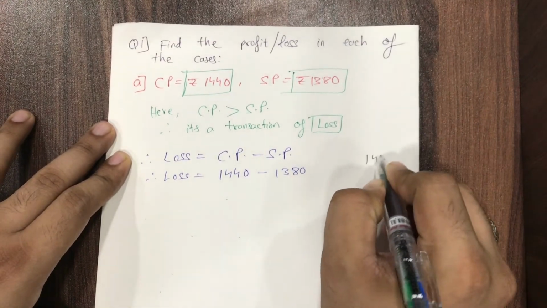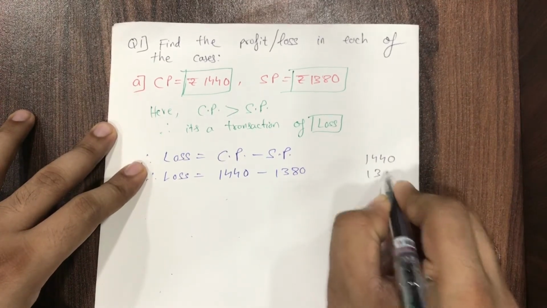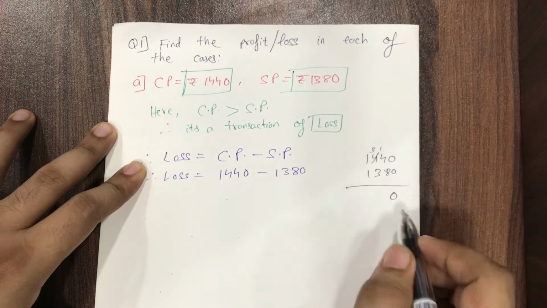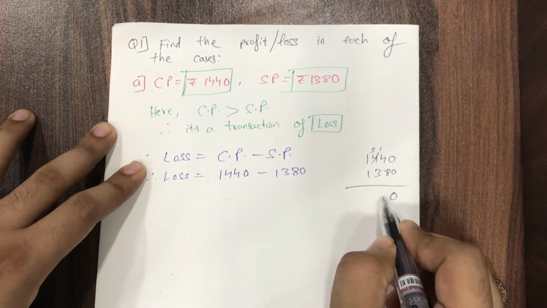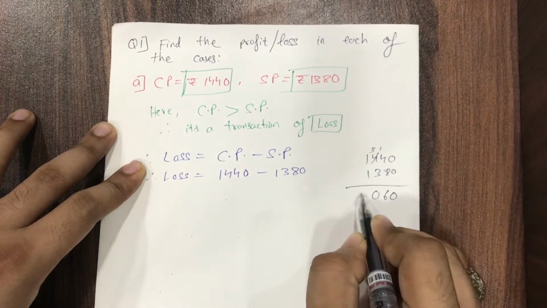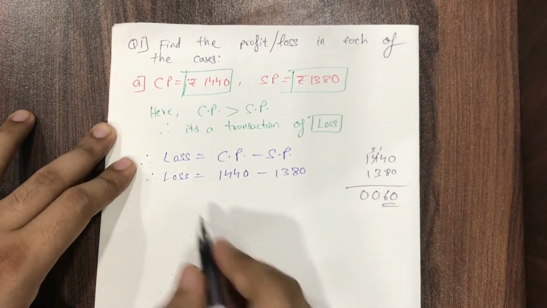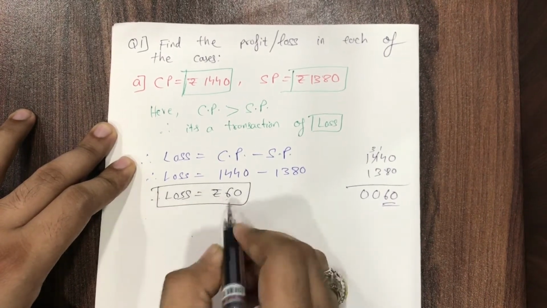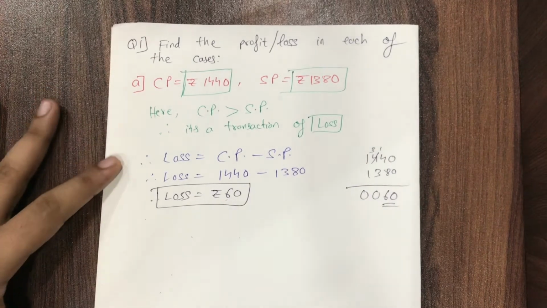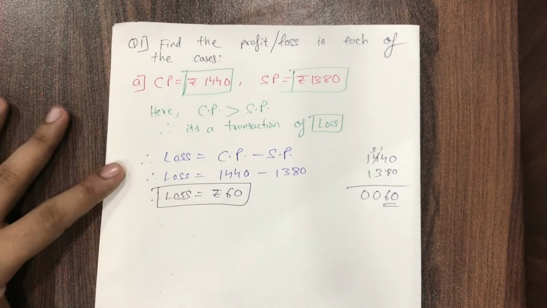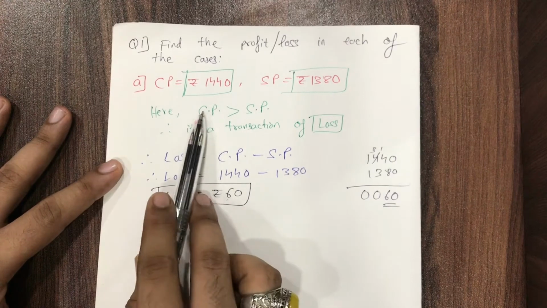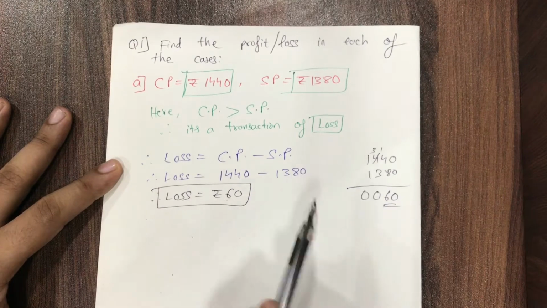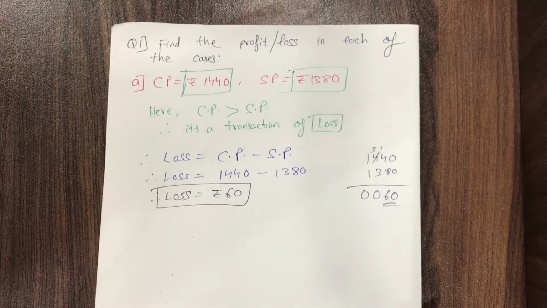So this will be 1440 minus 1380. 14 minus 8 comes to be 6. 3 minus 3 becomes 0, and 1 minus 1 becomes 0. So rupees 60. Therefore loss is equal to rupees 60. Students, if you forget to put this rupee symbol, your 1 mark will be deducted. Wasn't it very simple? Always remember only one thing, just compare. If cost price is greater than selling price, then loss, or if selling price is greater than cost price, then it will be profit. Please pause the video, students, and do it by your own first.